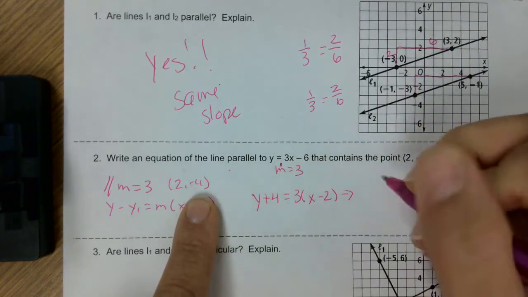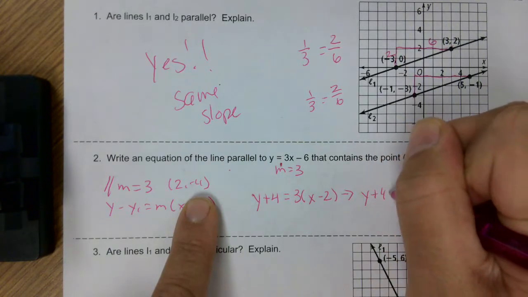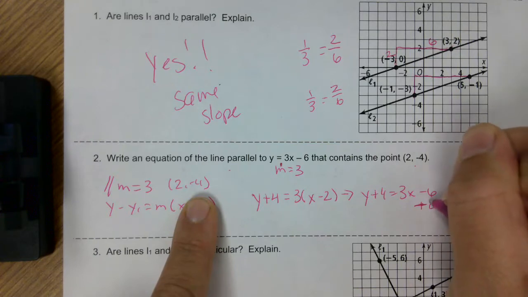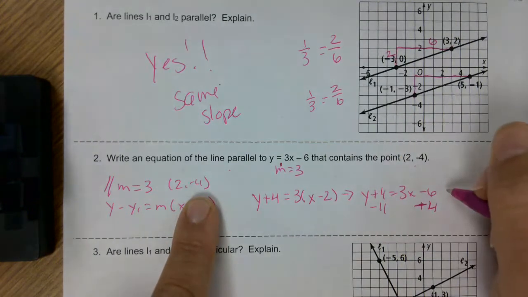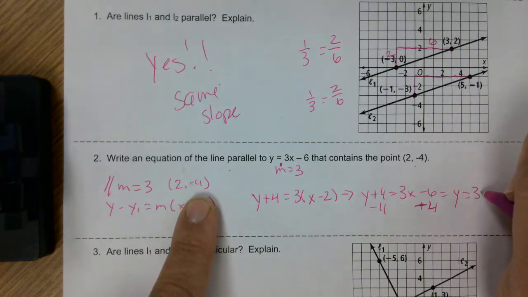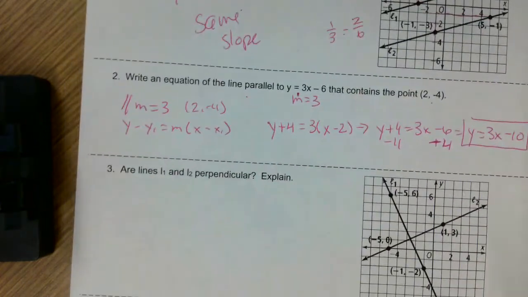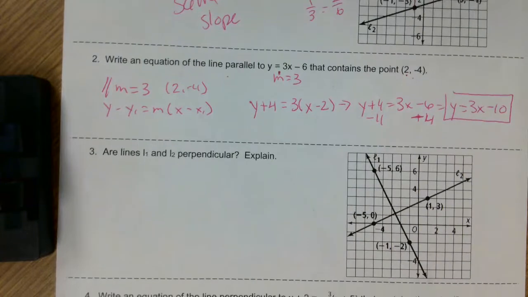So I have to distribute my 3 in, and then subtract over my 4 because that's a positive. So y would be equal to 3x minus 10. That would be my parallel line that goes through that point.